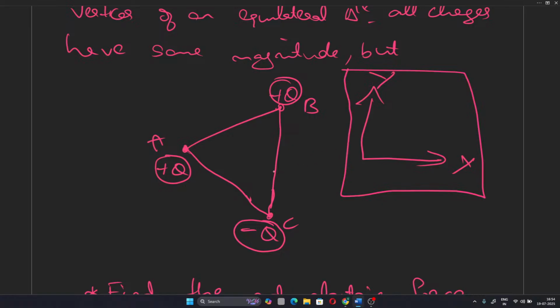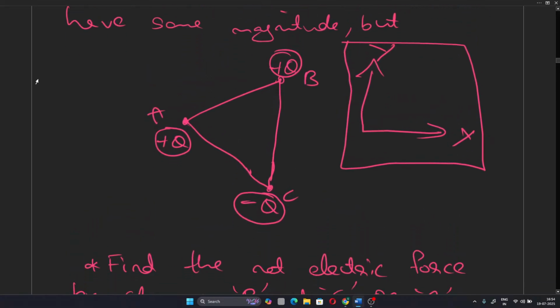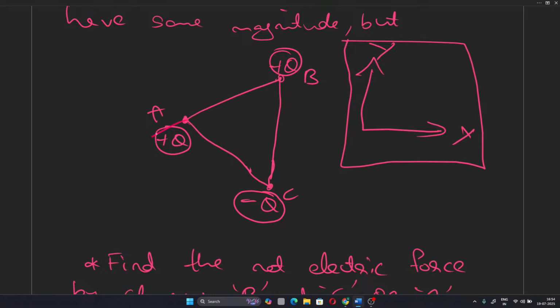If you want to find the direction, they ask the net electric force that B and C exert on A. So in case of B, it exerts in this direction, and in case of C, it exerts in this direction. So these are the forces. When we take a resultant, it will be in this direction. So it is negative y-axis. A very simple question.